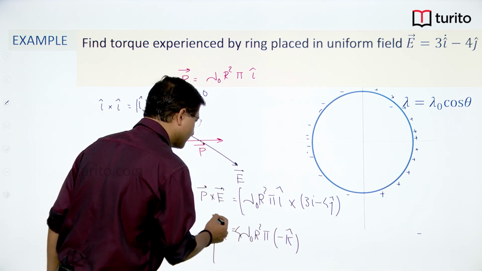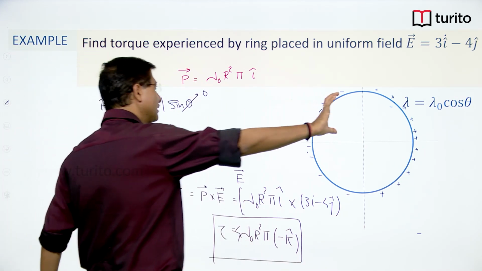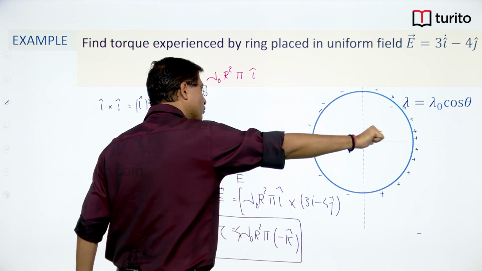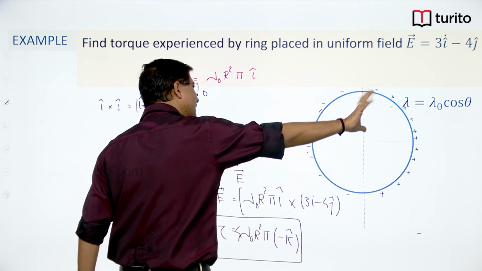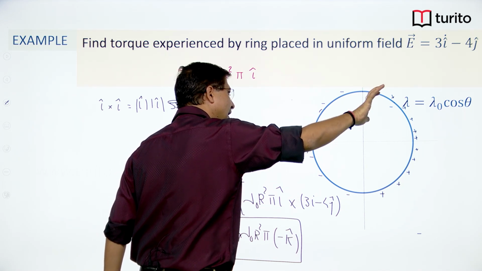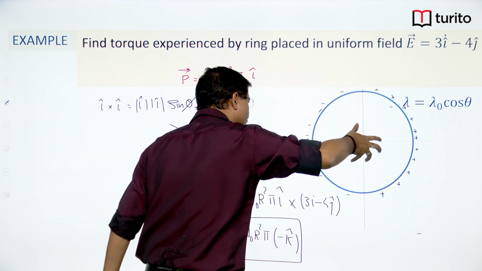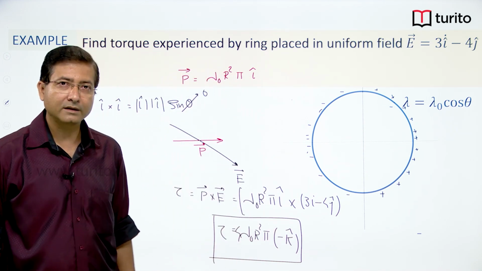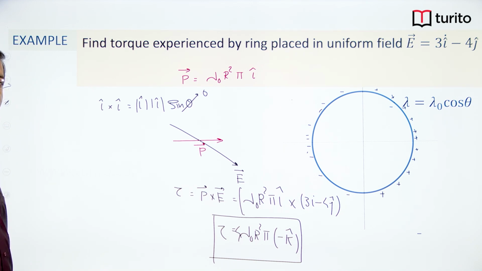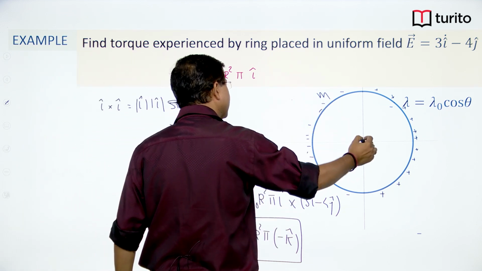So this is the torque experienced. Minus k means inward direction. So that means if you release the whole ring, it will try to rotate, minus k is coming. So put thumb in inward direction and fingers will give you the sense of rotation. So fingers are giving me clockwise direction. So if you release this ring in this field, it will try to rotate in clockwise direction. If I give you moment of inertia, I can also ask initial angular acceleration. So if I say mass of ring is m and the radius of ring is r.